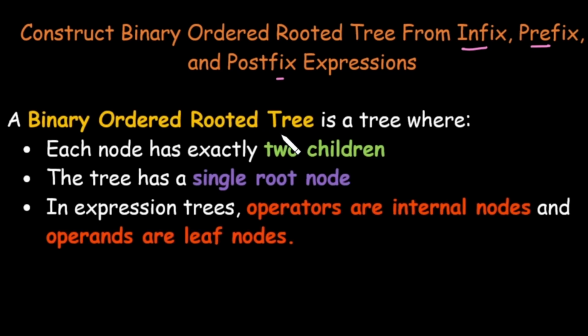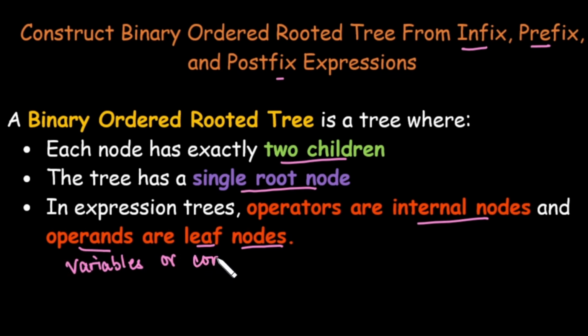A binary ordered rooted tree has exactly two children for every internal vertex, and the tree has only a single root. Moreover, whenever we are working with an expression tree, operators are always internal nodes and the operands are leaves, or what we call terminal nodes. What do you mean by operand? Operand means a variable or a constant.